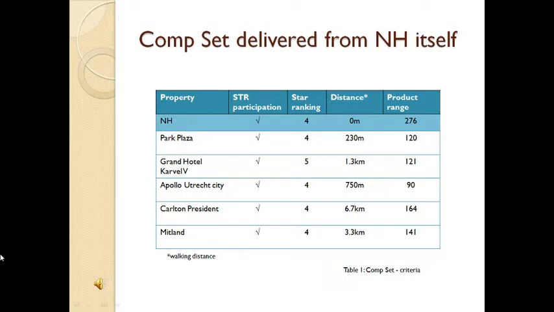The criteria are visible. The property must be participating in the STR evaluation, must have 4 stars or above, should not be further away than 10 kilometers, and the product range should be similar. Next slide will showcase some more in-depth findings.